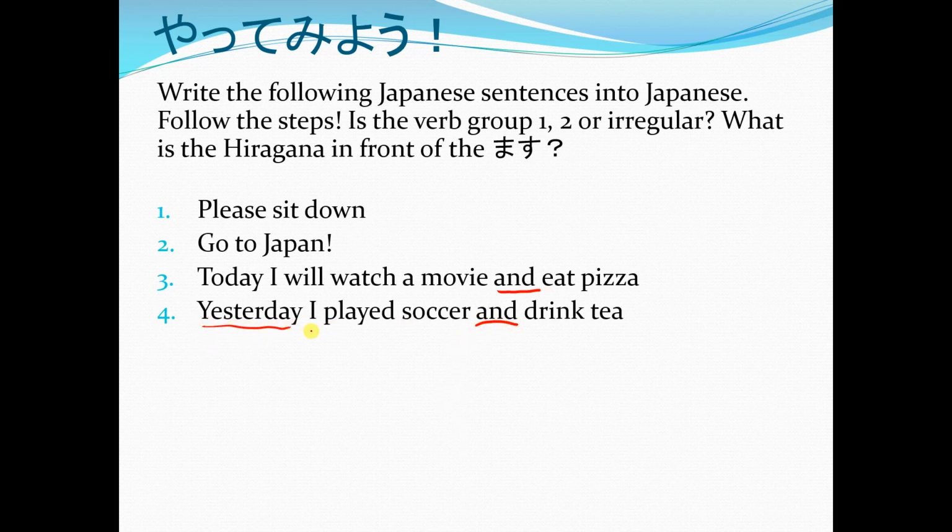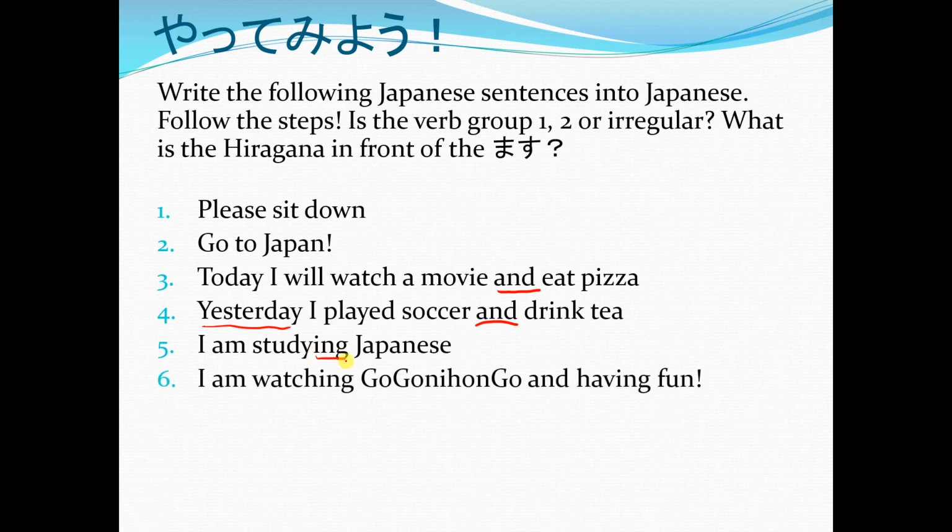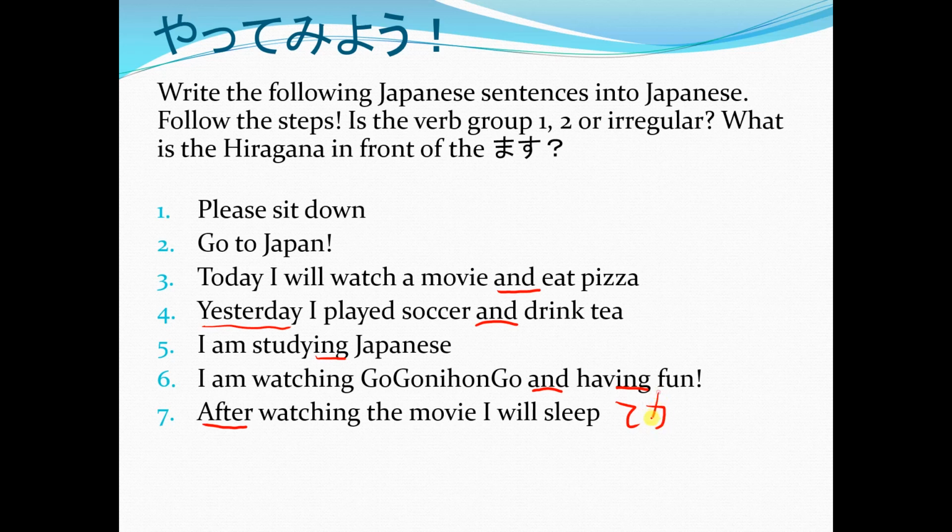In fact, in te form, the end of the sentence determines the tense. So: I am studying Japanese, again present participle. I am watching GoGo Nihongo and having fun, of course. So we have this and we also have ing, present participle. After watching the movie, I will sleep. This is not present participle. In fact, this is a different way you can use te form. This is te kara. The first verb, te kara, second verb. For present participle in Japanese, you need to do te imasu. Just be careful. I should have done that before.